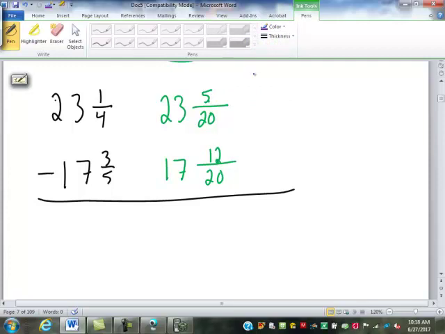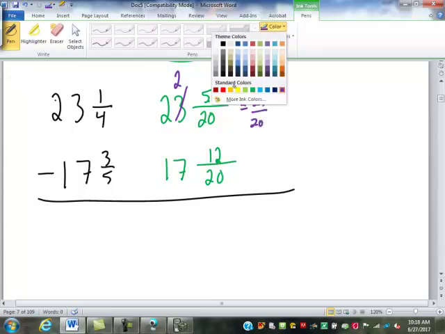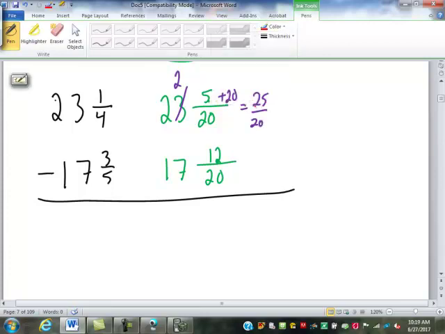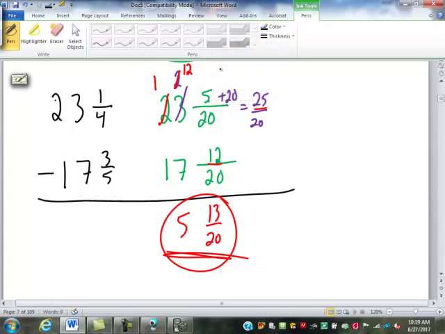5 minus 12, of course, can't be done, so we are going to borrow from the 3. This is a 2, and what do we do here? Add the 20, so it's 25 20ths. And then? Subtract 12 from 25. 25 minus 12 is 13 20ths. And then? You can't subtract 7 from 2, so you gotta borrow. So borrow from the 2, so that's a 12. So 12 minus 7 is 5. And the 1 minus 1 is nothing, so it's 5 and 13 20ths. Any questions there? Okay.